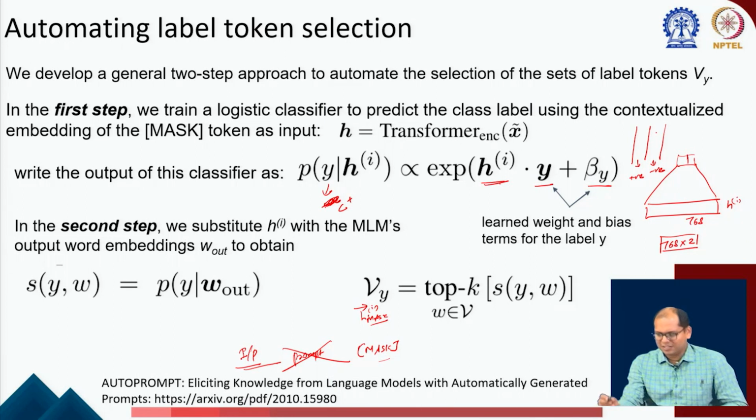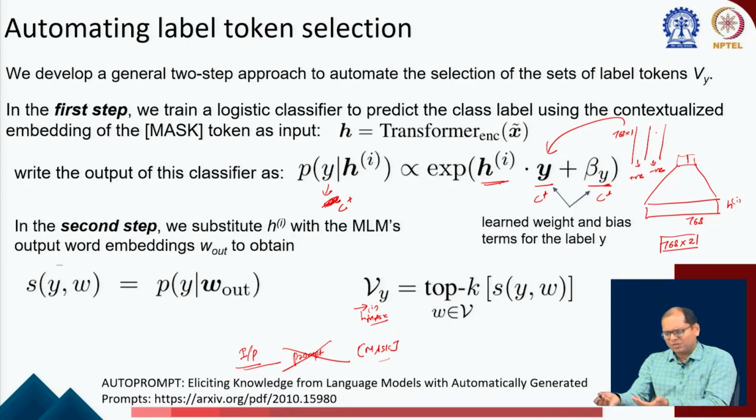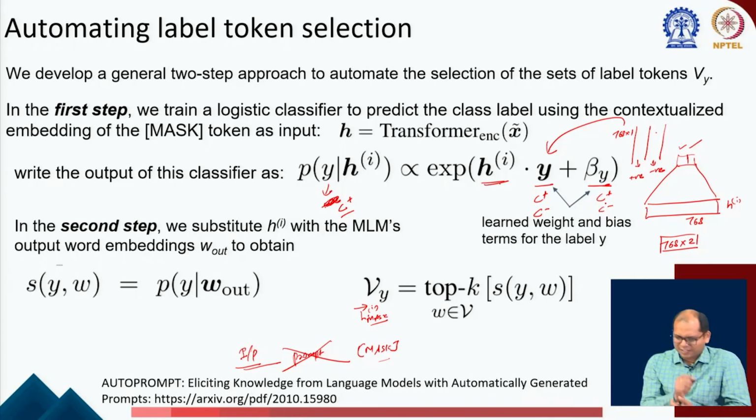So this particular vector, 768 cross 1, is your vector for the C plus class, and you will have a corresponding scalar also, the bias term beta for C plus class. This is proportional to the probability; you will simply apply softmax over whatever is the output here. So if you have positive and negative class, you will get a vector C plus and bias for C plus, and for C minus a vector of the same dimension as h_i and a scalar bias for the minus.